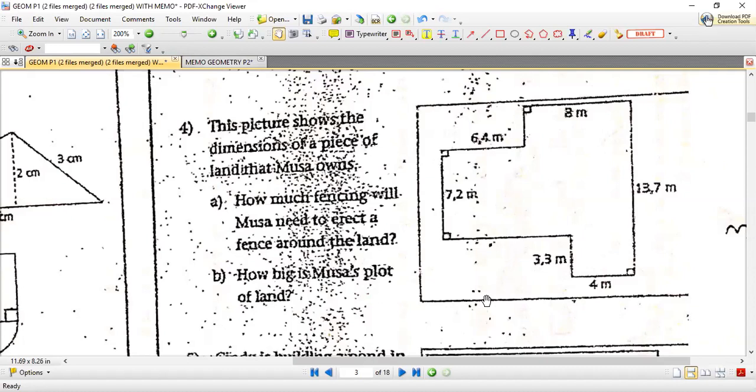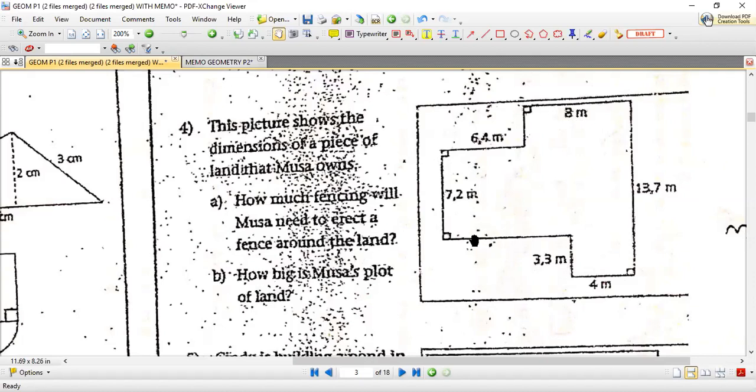Now they want to put a fencing around this land, so I need to find out how many meters I will require. What concept are we talking about here? Well, that is the perimeter of this piece of land. If you want to calculate the perimeter, we add the 8 to 6,4 to 7,2. I'll come back to this measurement here. 3,3, 4 meters and 13,7.